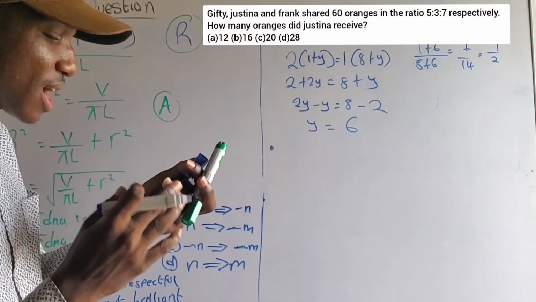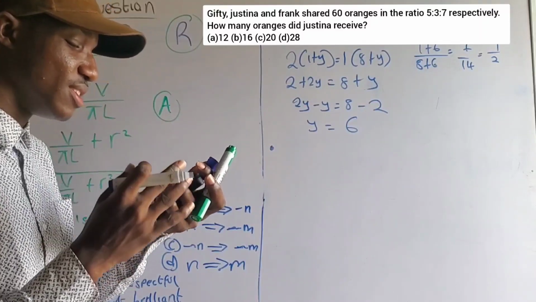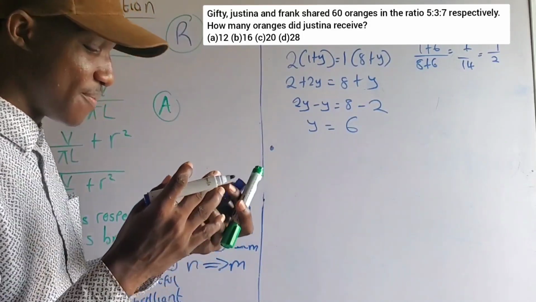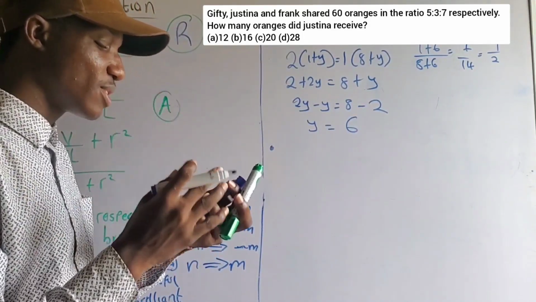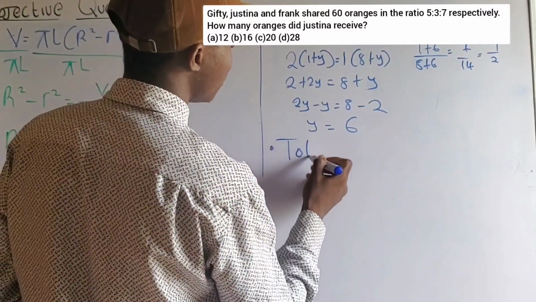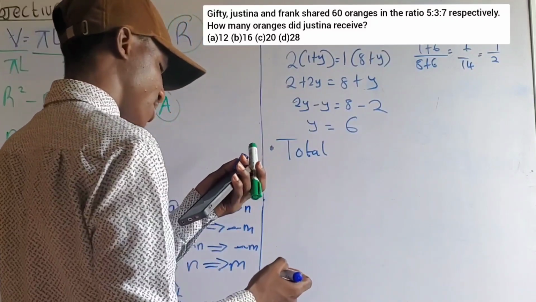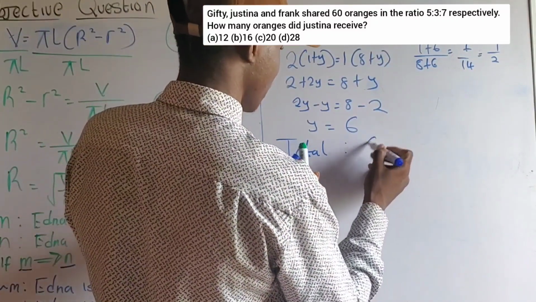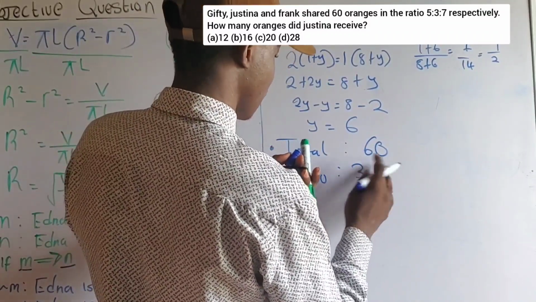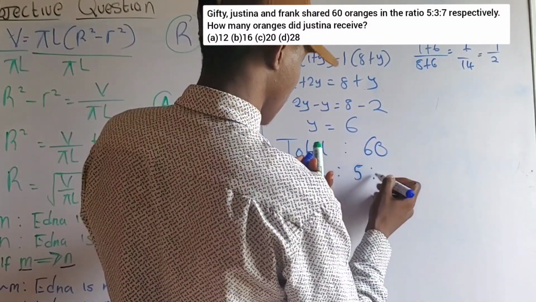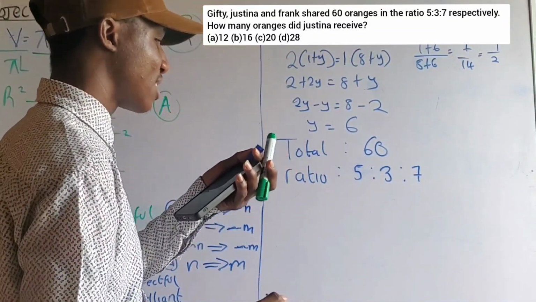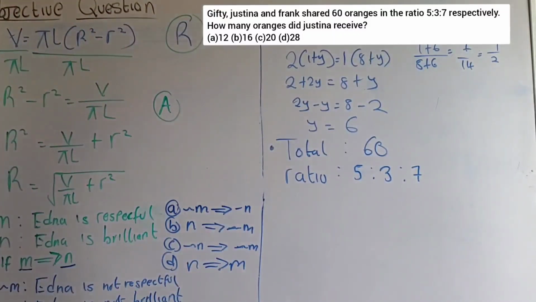Gifty, Justina, and Frank shared 60 oranges in the ratio 5:3:7. The total number of oranges that was shared between these three is 60. The ratio in which they share the oranges is 5:3:7 respectively. Now, how many oranges did Justina receive?